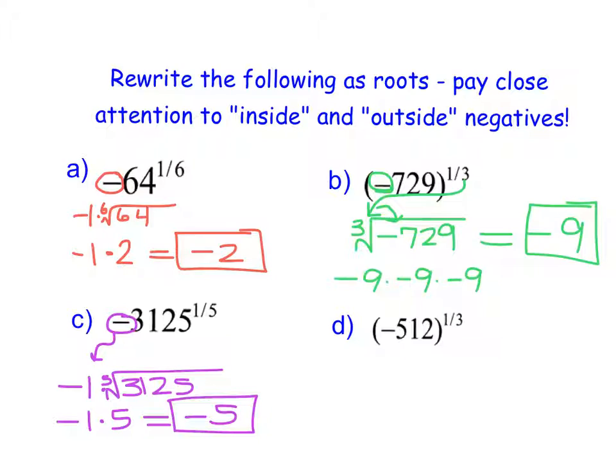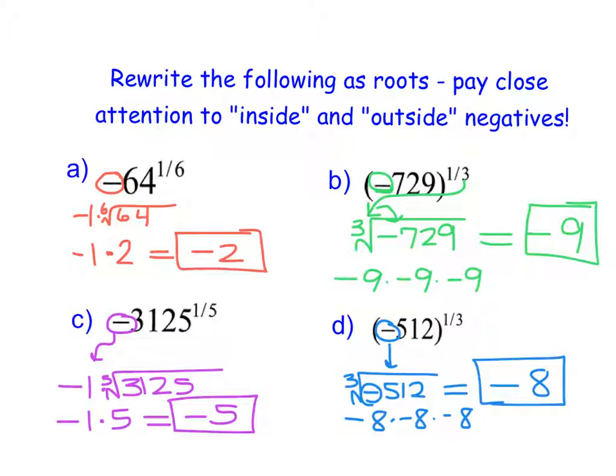And then lastly here, I note that I have a negative on the inside. So I need a negative on the inside of my root. I'm trying to figure out what number times itself 3 times gives me 512. So I use my powers resource and I look down that third column, and I find that that number is 8. Now here, because I have a negative number inside of here, I'm noting it's a -8 times a -8 times a -8. And as a result, what to the third power gives me a -512? That would be a -8.